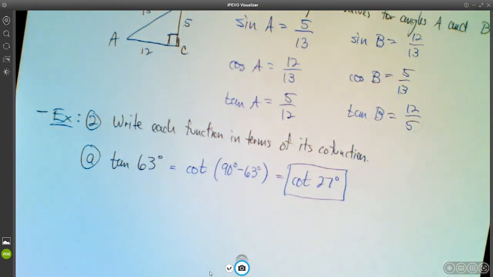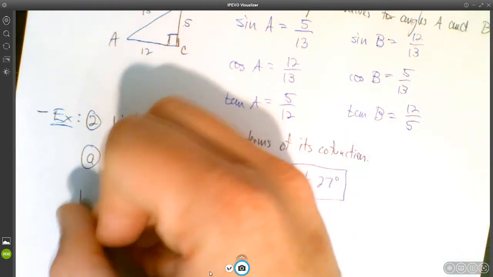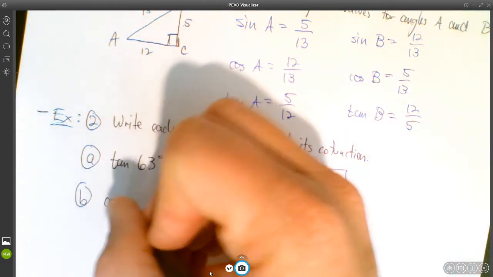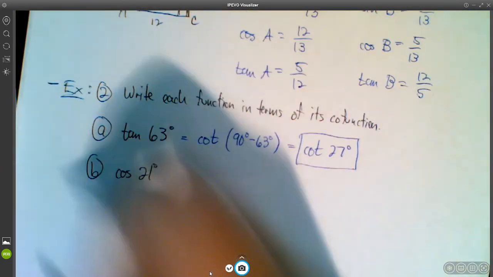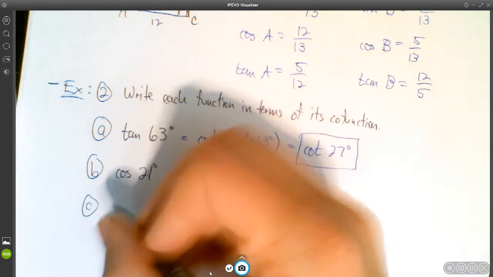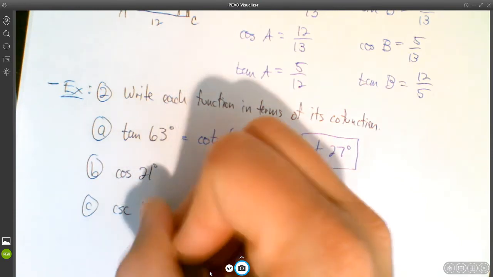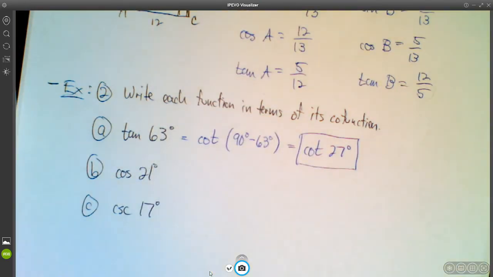So here are a couple more. Go ahead and give the video a pause and try these out. See if you can rewrite cosine of 21 degrees in terms of its cofunction, and then see if you can do cosecant of 17 degrees in terms of its cofunction.